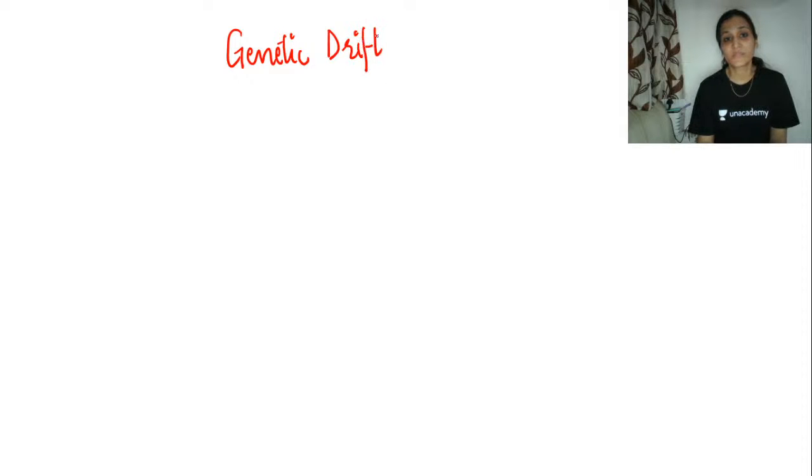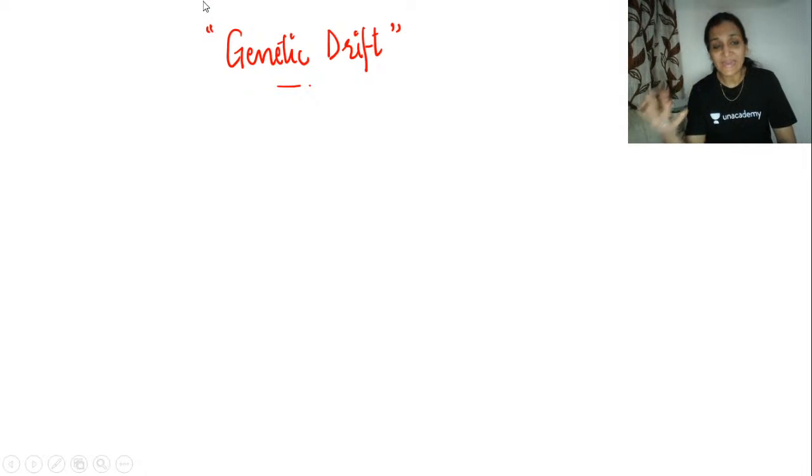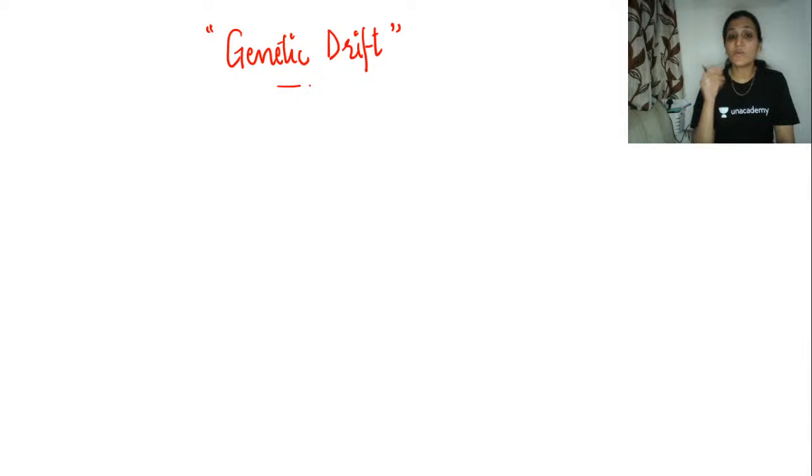So the story of today is genetic drift. Now, genetic drift, what is it? We have already seen it. It's actually something related to evolution. Before moving directly to its definition, I would like to make it simple so that you can form the definition on your own. So genetic drift, where does it occur?